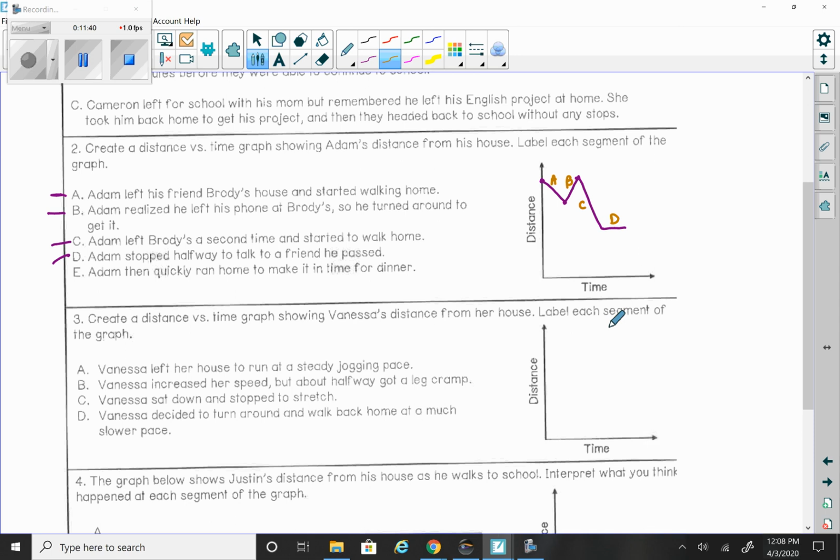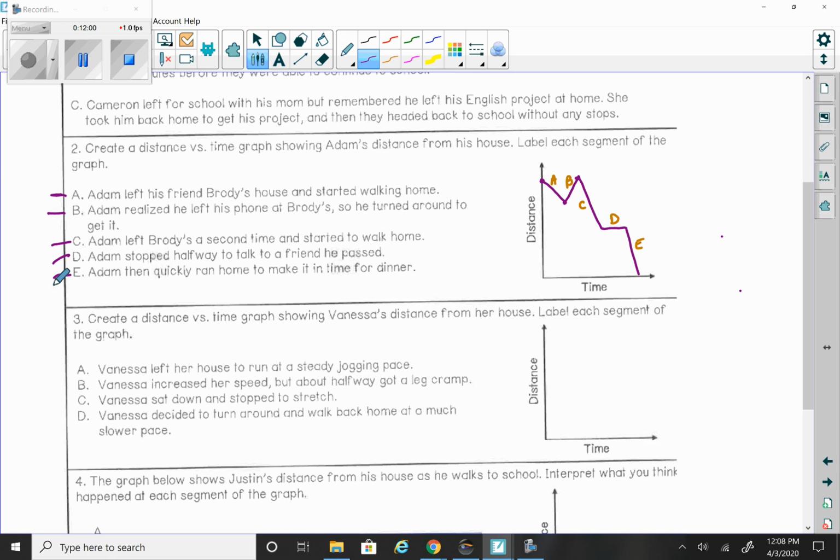So, you know, here we're walking. So if you're going to run, you're probably going faster. So the faster speed or rate is going to give us a bigger slope. So it's going to be a steeper line. So this last part, I'm going to make it kind of steep, and that's going to be letter E. That's the part where he ran home to make it in time for dinner.